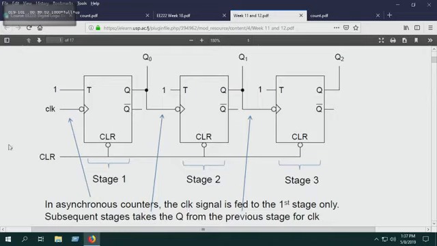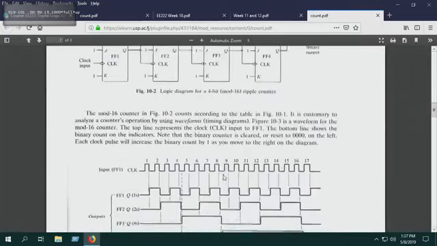Can you see the circuit? The clocks are not synchronized. If it's a synchronous counter, the clocks will be synchronized. If it's asynchronous, the clocks are not synchronized. Let's look at this one here. It uses JK.